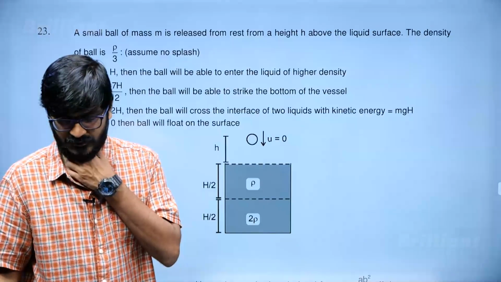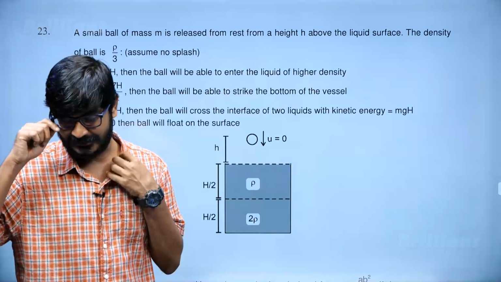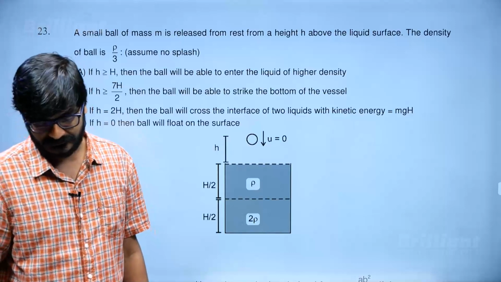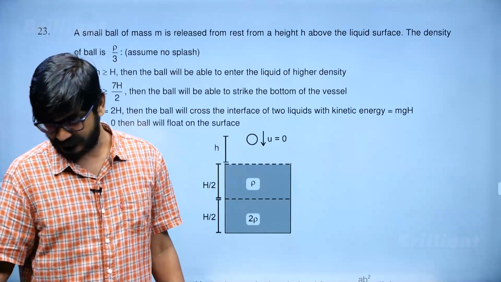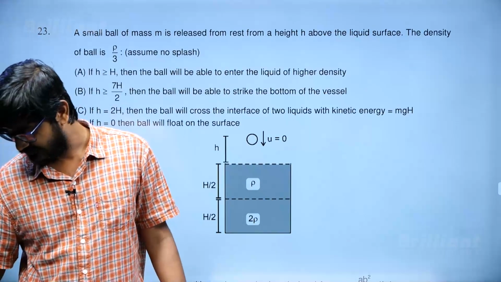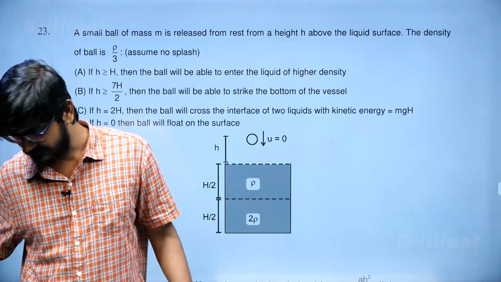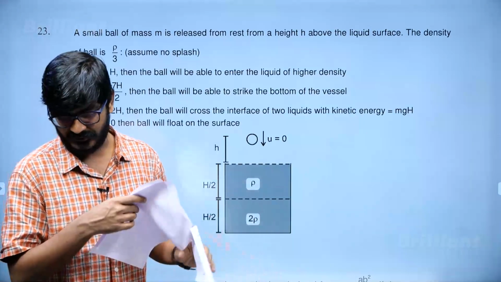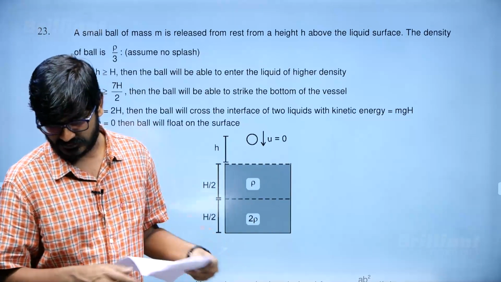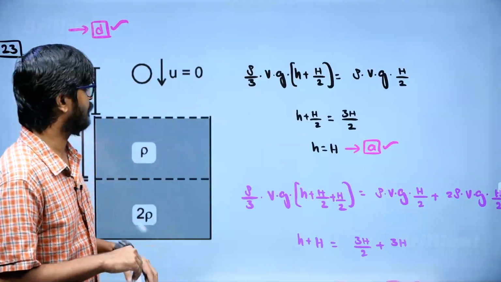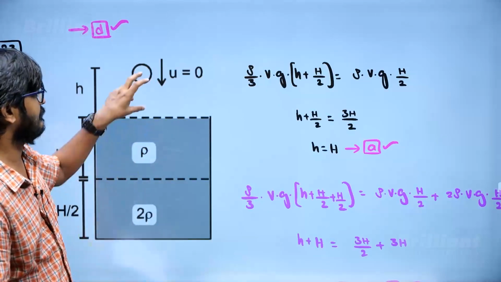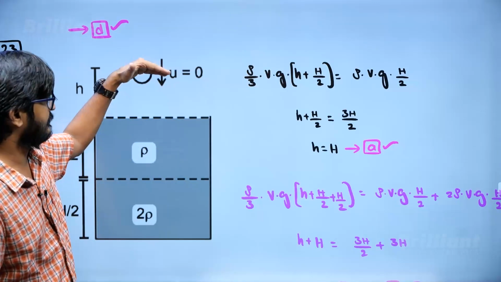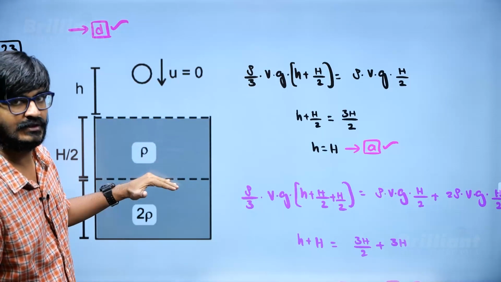Next question: a small ball of mass m is released from rest from a height h above the liquid surface. The density of the ball is rho by 3. They are asking different options. Okay, I'll show the solution, then I'll read out the options. For what height will it be able to enter the liquid of density 2 rho? Suppose I'm asking what is the minimum height requirement so that it will just enter here. So initial kinetic energy is 0, final kinetic energy is 0, I am assuming.